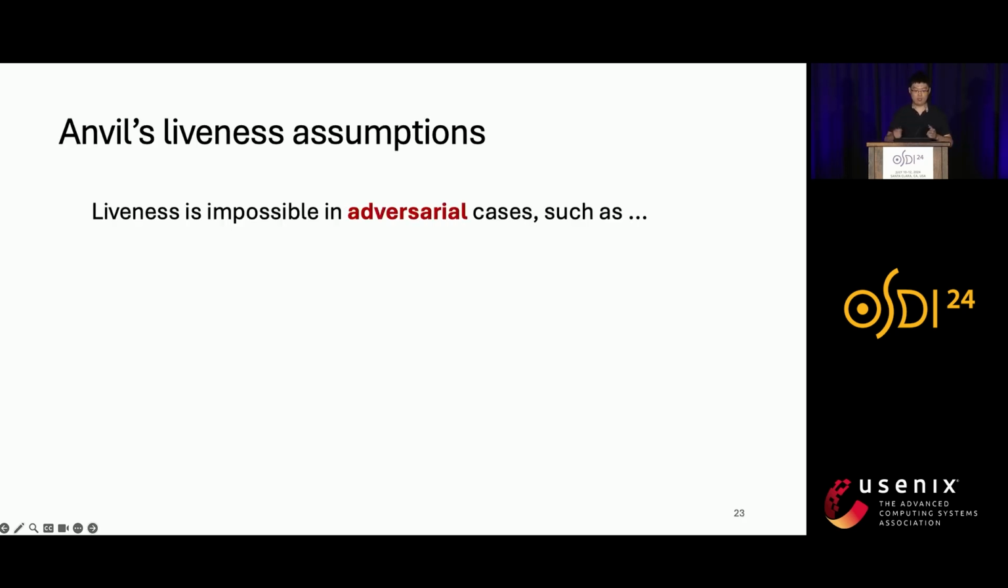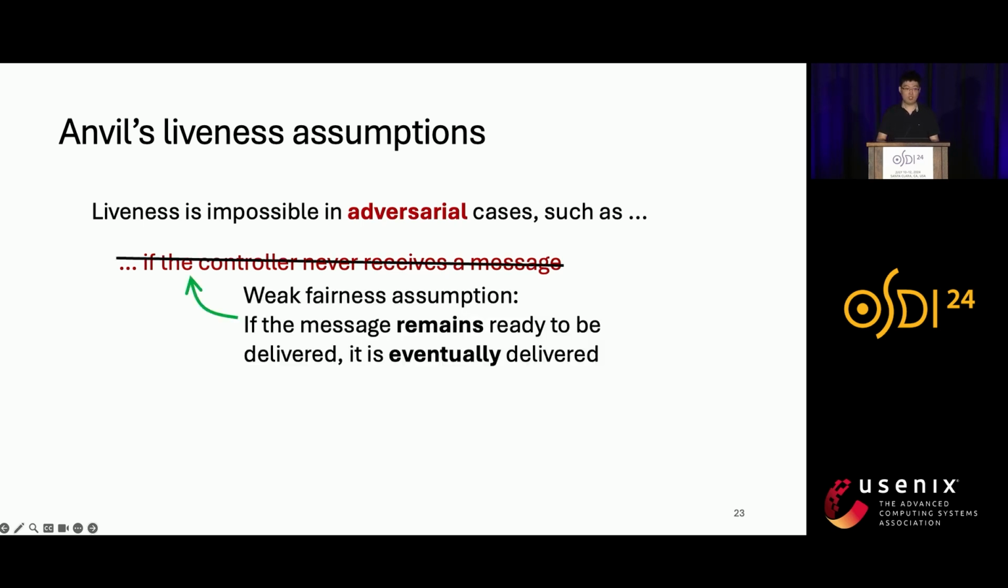So Anvil also provides a set of assumptions for proving liveness. And those assumptions are important, are necessary, because liveness is impossible in some adversarial cases. One example here is that, say the controller is waiting to receive some network message before taking the next state reconciliation step, but the network somehow just never delivers that message to the controller, even if the message is already in the network and ready to be delivered. In that case, there's no way for the controller to make any progress. And we eliminate such adversarial cases using the weak fairness assumption from TLA, which in this context means that if the message remains ready to be delivered, then it is eventually delivered to the controller.